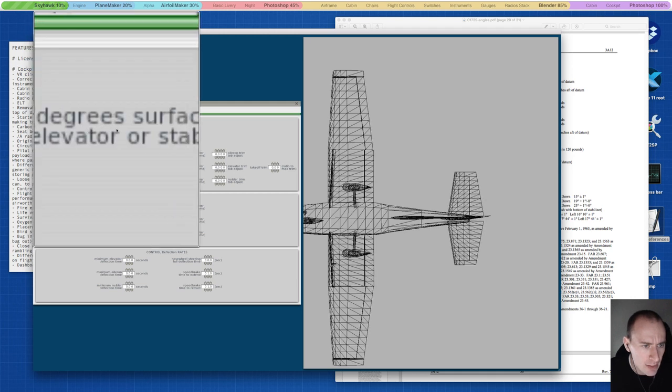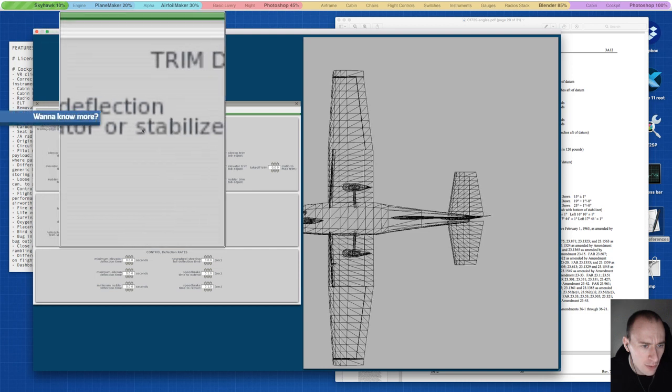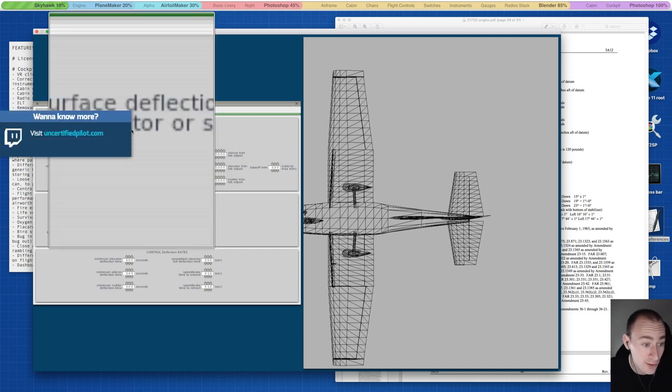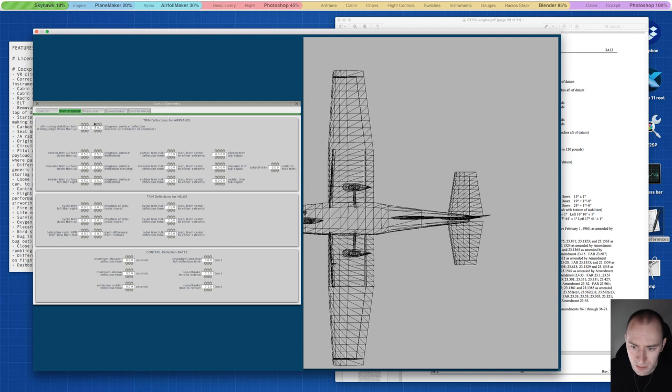And this one is degrees surface deflection, elevator or stabulator or stabilizer. But apparently there's also something like a stabulator. It's degrees surface deflection. No idea. Again, this is something that we would find out about more when we just fly it and move the trim and see that it doesn't work like we want it, and we need to figure it out by trial and error and then discover what this thing is all about.